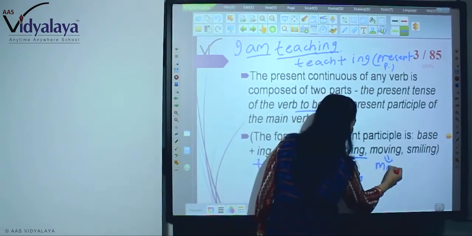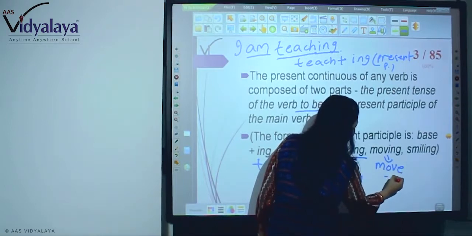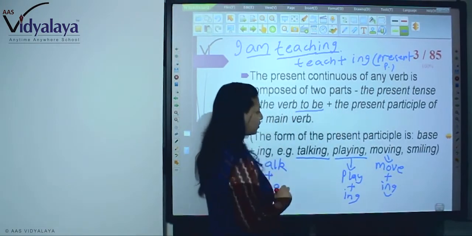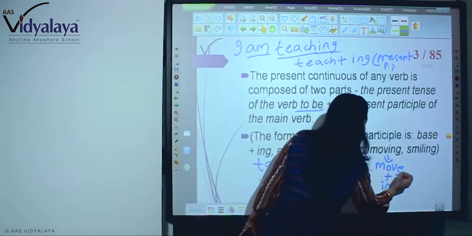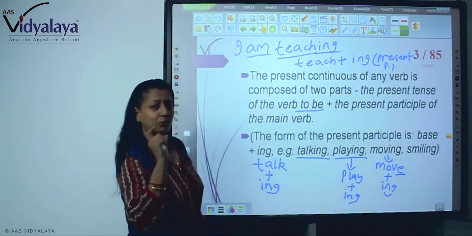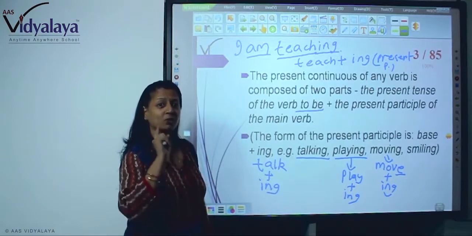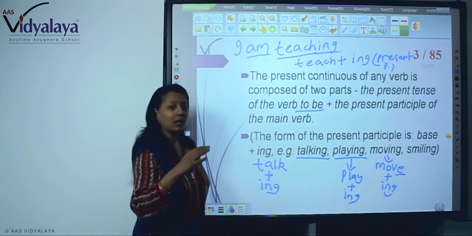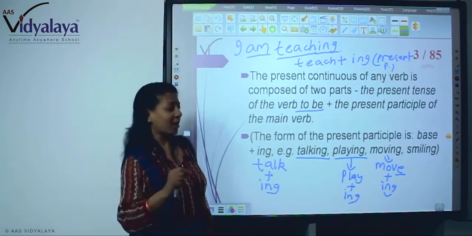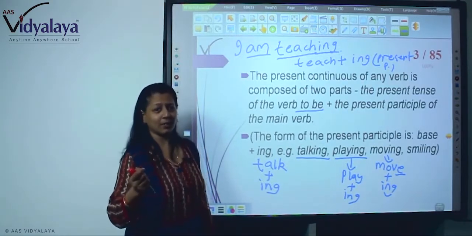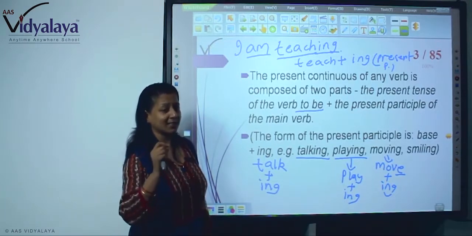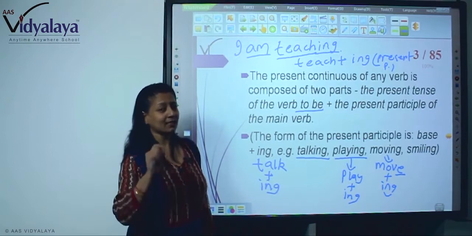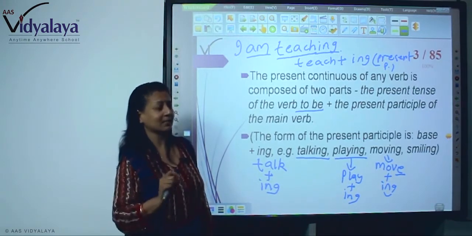Move. How do you write move? M-O-V-E plus ing. So base verb is move. But here E will not be used when you write moving. So it's very important to learn the spelling. A trick doesn't always help you. If you find some trick in learning spellings, it is not always helpful because in English there are many variations in spelling. So please learn all the spellings.